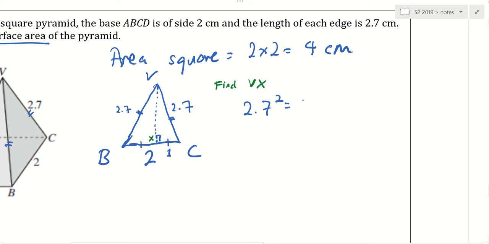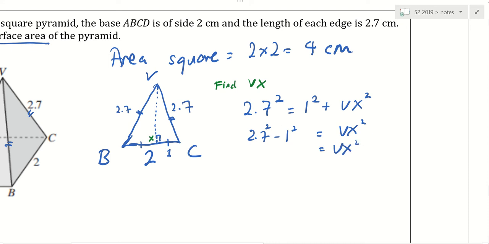Plus. Wrong. Equals to 1 square plus Vx square. So the longer side will always be by itself. So I want to find Vx. What do I do? Minus 1 square, right? Then after that, Vx will be.